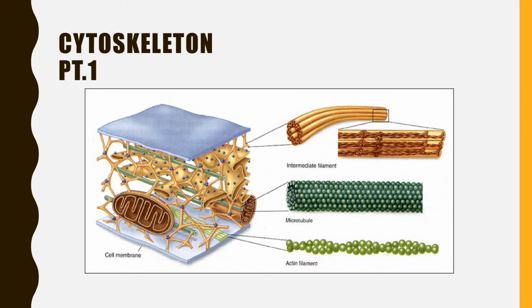Actin is a protein subunit that makes up microfilaments, used by both striated and smooth muscles to contract and generate force.